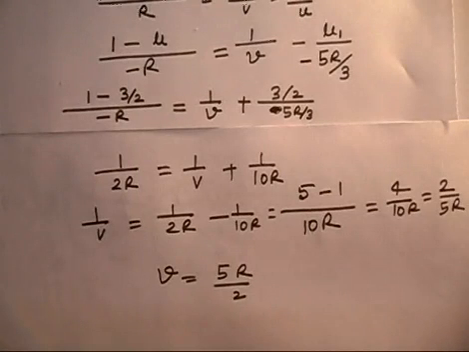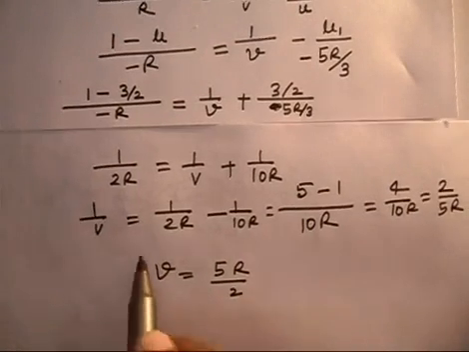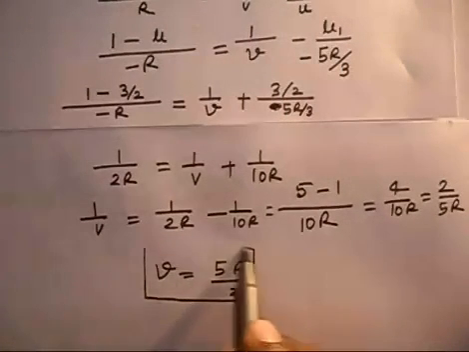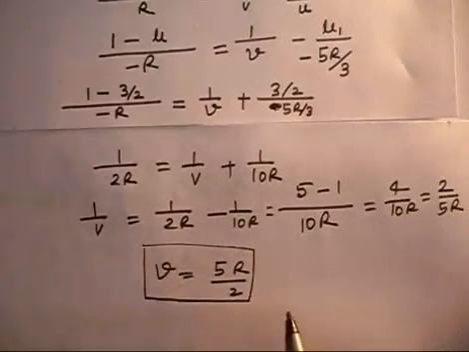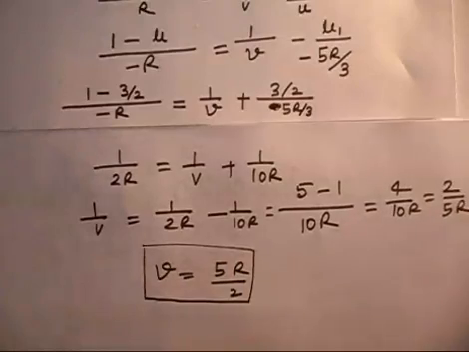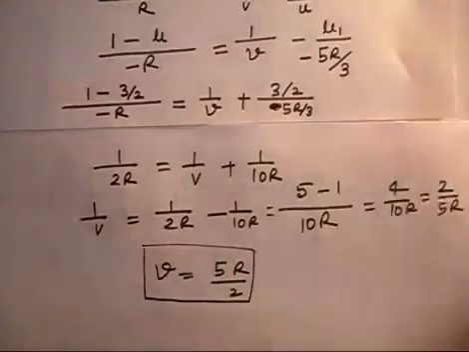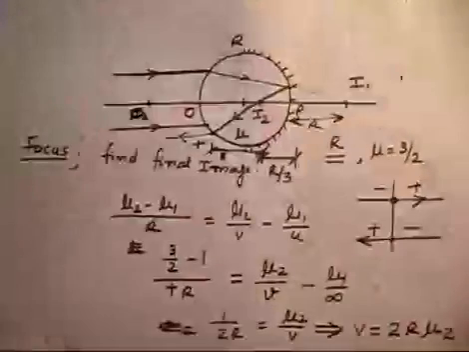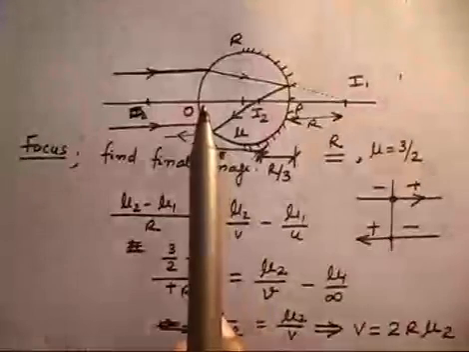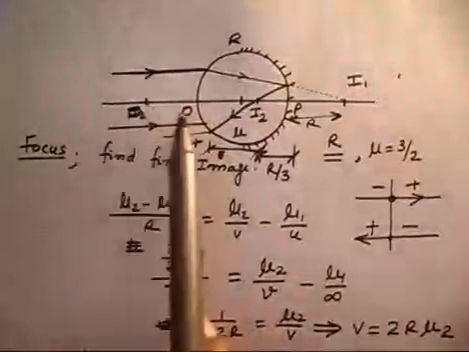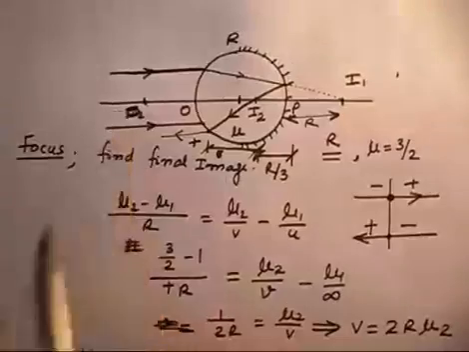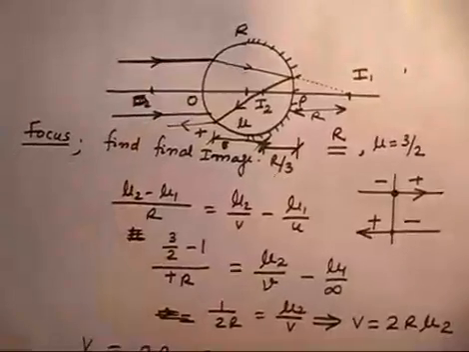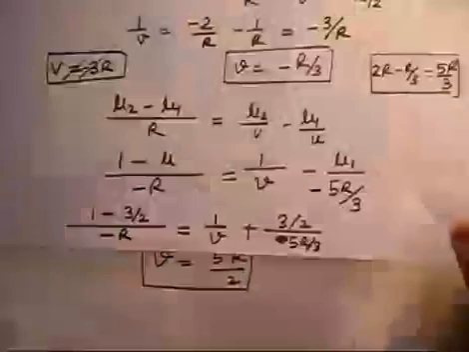So the final image will be found at a distance of 5r by 2, that is 2.5r, from the point O. Let me see here. The final image will be found at a distance of 2.5r on this side, because this side is the positive side. So the final image will be found somewhere on this side, 2.5r. Are you getting or not? So this is quite an easy problem.